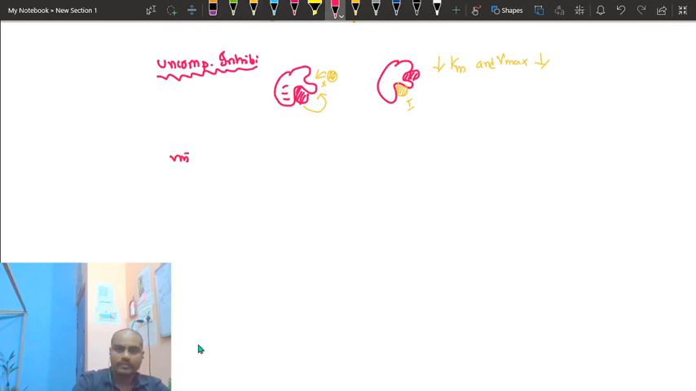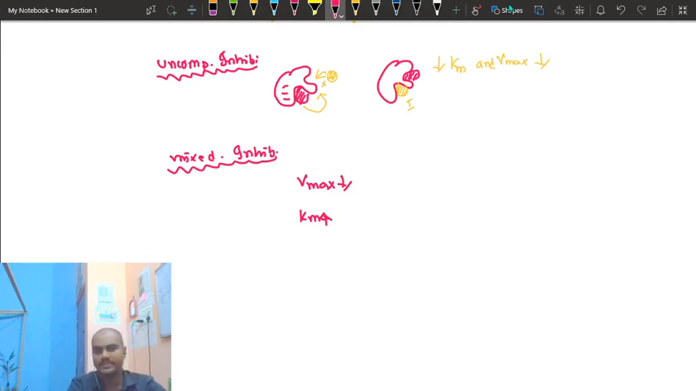Mixed inhibition. If we talk about mixed inhibition, you can see that in case of mixed inhibition, Vmax will get decreased and Km will get increased, right? So this is the mixed inhibition.